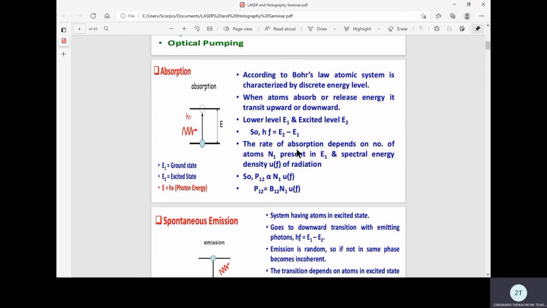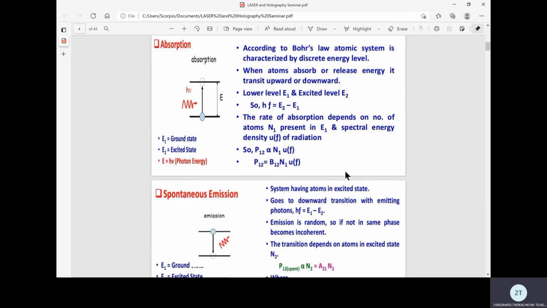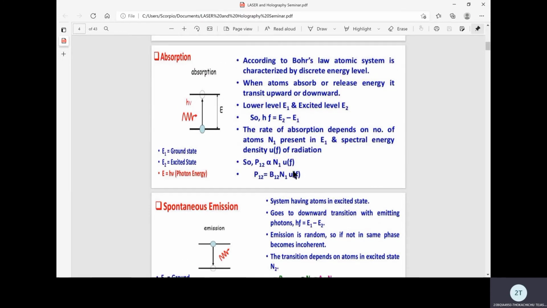From this we can infer that E equals E2 minus E1, which equals h nu. Now, the rate of absorption depends on the number of atoms N1 present in the energy level E1, that is, the ground state, and the spectral energy density, which is U of nu, of the radiation. So we can write the probability of absorption P12 as proportional to N1 U. To remove the proportionality symbol, we introduce the proportionality constant B12, that is, P12 equals B12 N1 U.